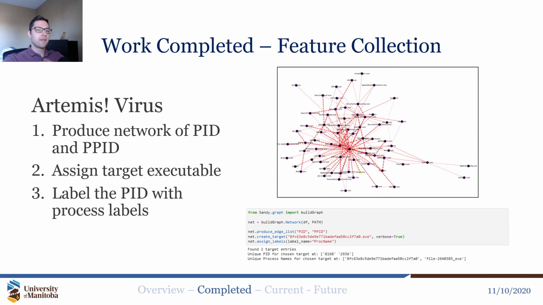In terms of the graphing aspect, this is an example of execution of the Artemis virus within the Sandy environment, within our virtual machine. So how an executable typically propagates is once it's executed from the command line, it's given a unique process identifier, or PID.